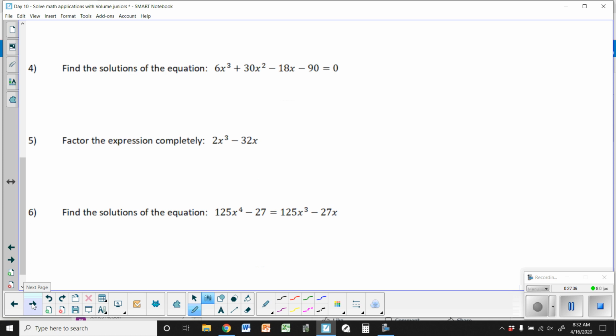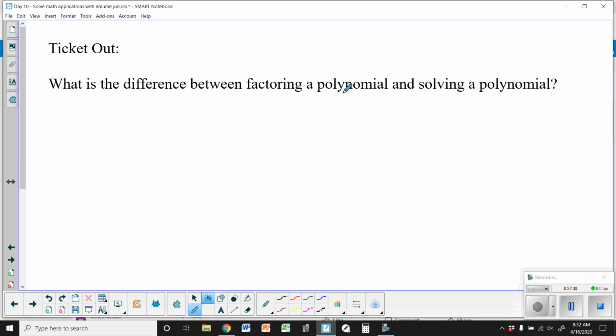All right, and then your ticket out for today. What is the difference between factoring a polynomial and solving a polynomial? So make sure to write that out in your notes as well. And you don't need to send me your notes. You just need to send me your assignment.